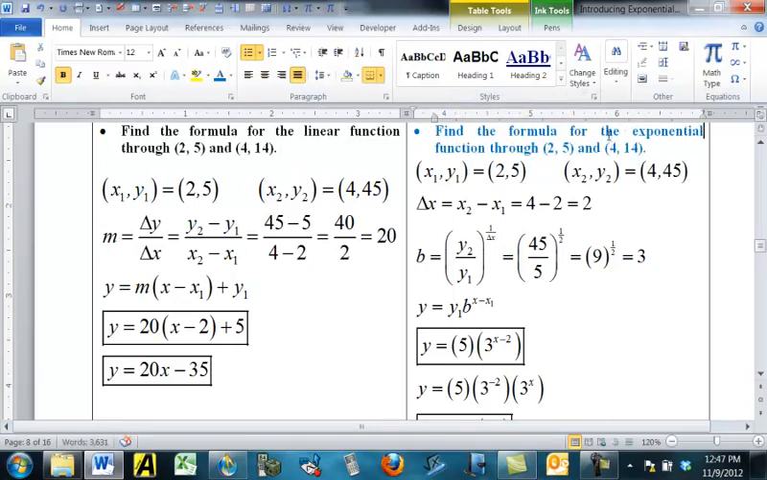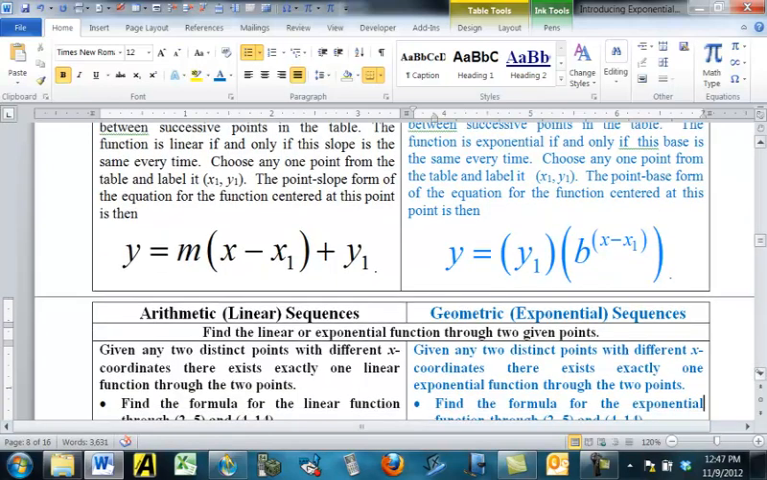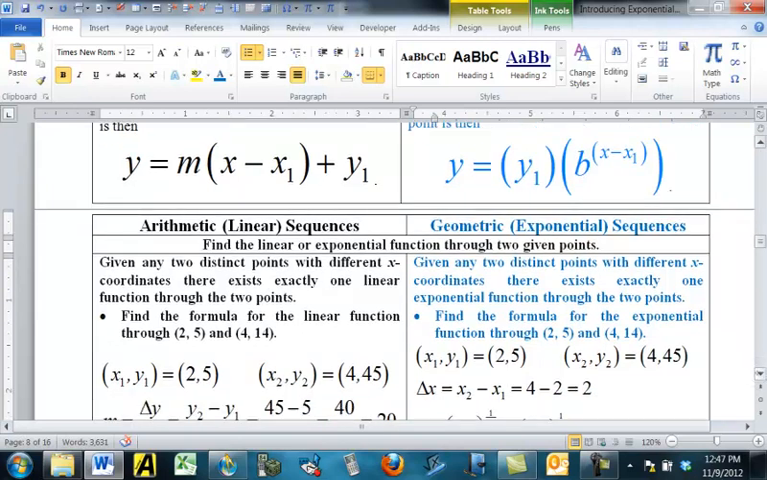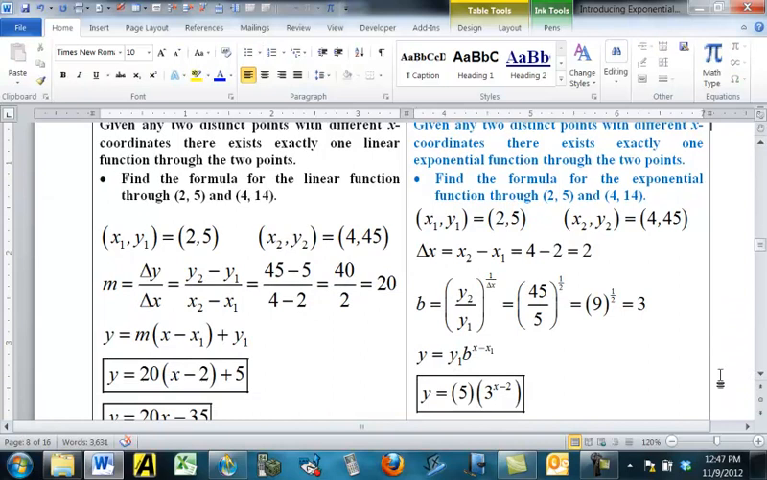Okay, and it turns out that just as you can take 2 different points with different x-coordinates and there's only one line through them, there's exactly one exponential function through the 2 points. And how are we going to do that? I can take these same 2 points and find the exponential function that goes through there. Again, they're labeled the same way. And again, we still figure out delta x, which is x2 minus x1. So that's 4 minus 2 is 2.